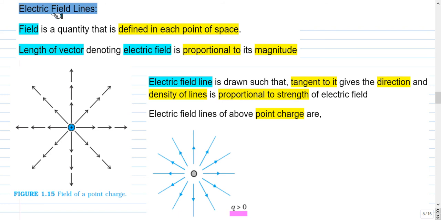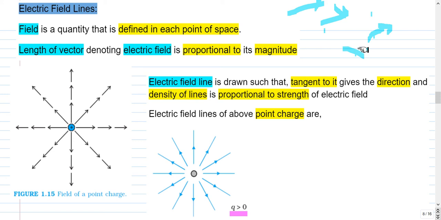Electric field lines. A field is a quantity that is defined for each point in space. For example, if I define temperature at all these points in space, then this is called a temperature field, and it is a scalar field. Similarly, if we define velocity, say velocity of molecules of a gas, it will be in different directions. Then this is a vector field, and it's a velocity vector field.